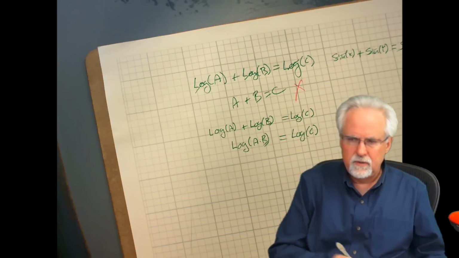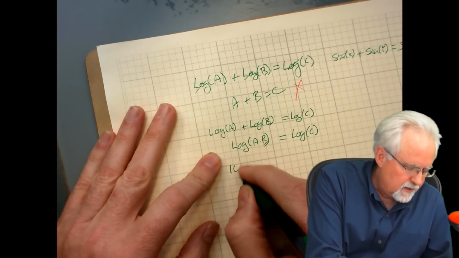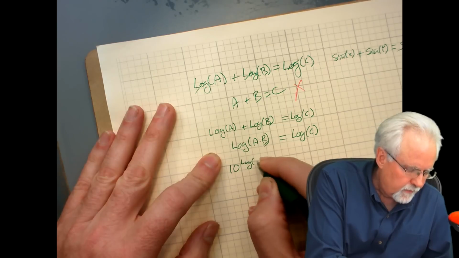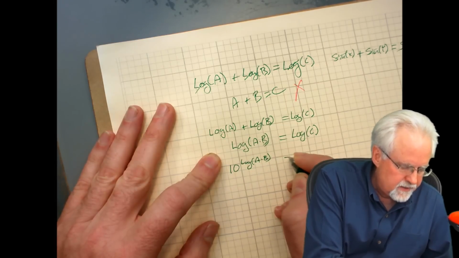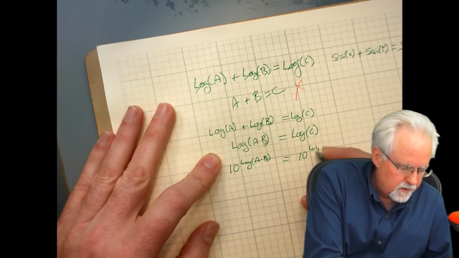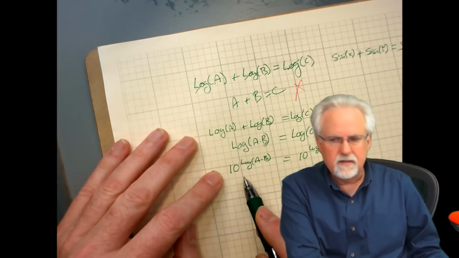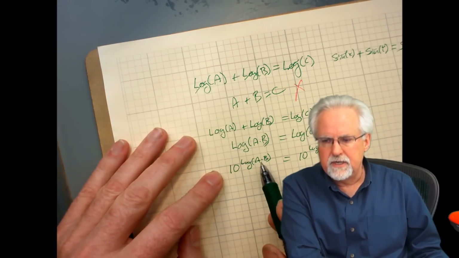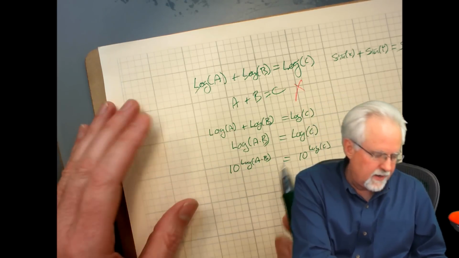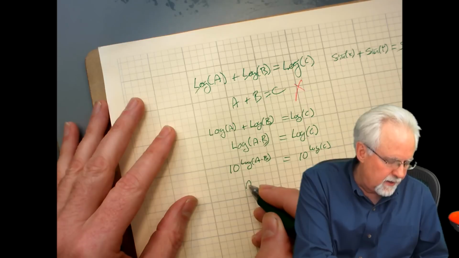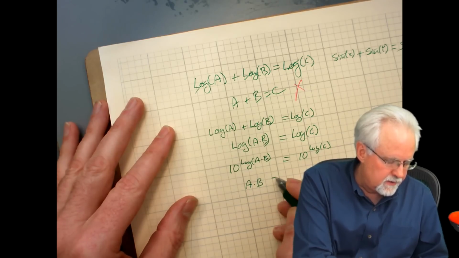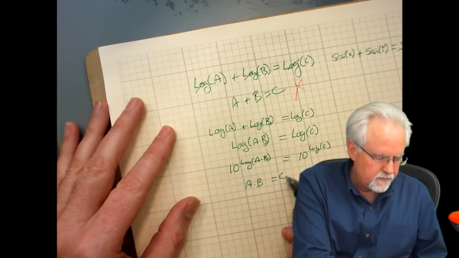If we really wanted to do it correctly, we would say 10 to the log of a times b is equal to 10 to the log of c, and 10 to the log becomes 1, and I'm left with a times b is equal to 10 to the log of c, which is equal to c.